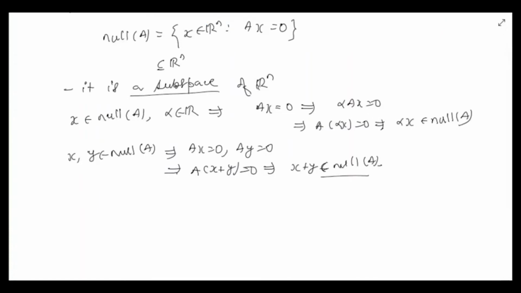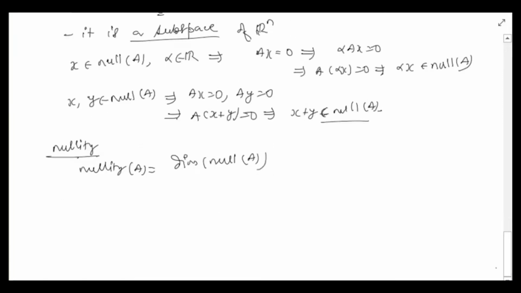Okay. The next thing is nullity. Nullity of a matrix A is actually the dimension of null of A. So we are looking at nullity of A, which is the dimension of null space of A. Okay, let's see an example.